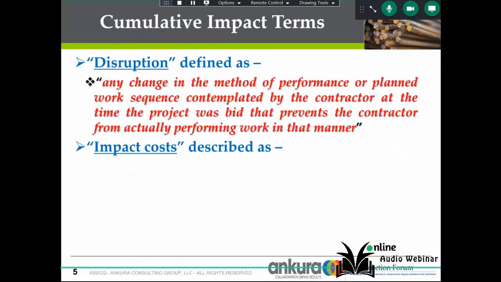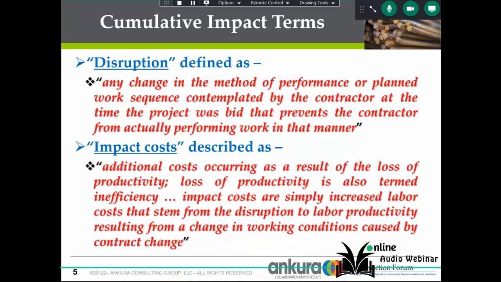Disruption is defined as any change in the method of performance or planned work sequence contemplated by the contractor at the time the project was bid that prevents the contractor from actually performing work in that manner. And impact costs were discussed by another judge and described as additional costs occurring as a result of the loss of productivity. Loss of productivity is also termed inefficiency. Impact costs are simply increased labor costs that stem from disruption to labor productivity resulting from a change in working conditions caused by a contract change or a contract change order.